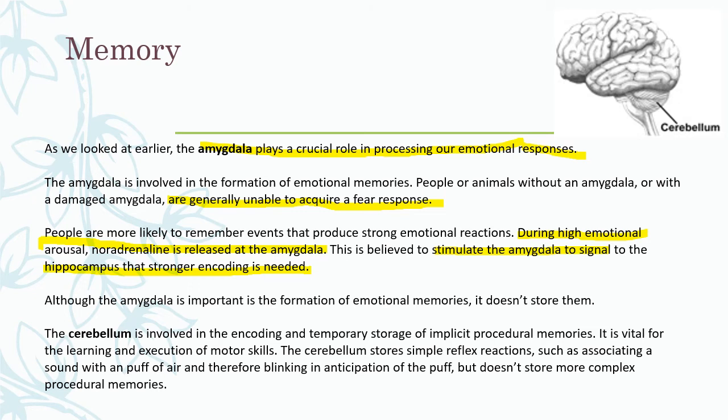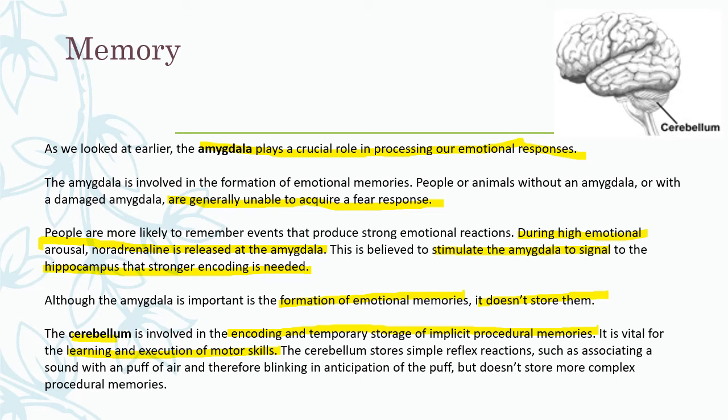Although the amygdala is important in the formation of emotional memories, like the hippocampus, it doesn't store them. The cerebellum is involved in the encoding and temporary storage of implicit procedural memories. So they're the how-to memories again. It is vital for learning and the execution of motor skills. So learning how to write, type, whatever, this is where you'd learn it first.